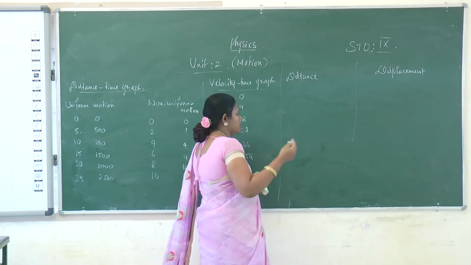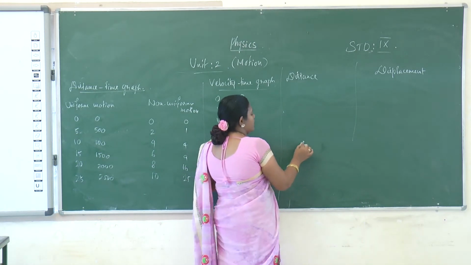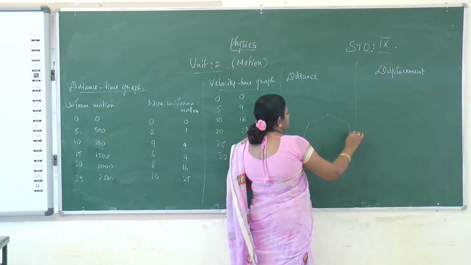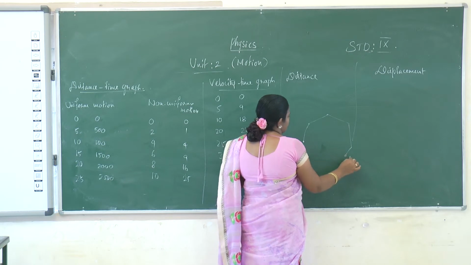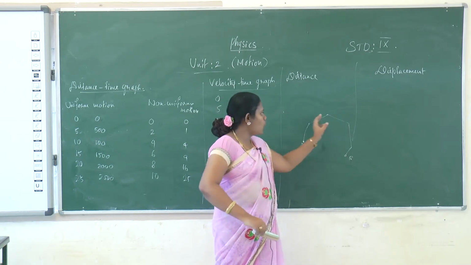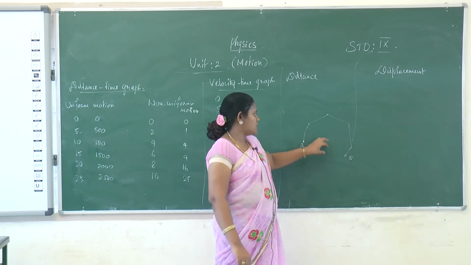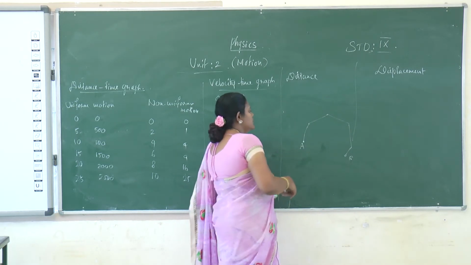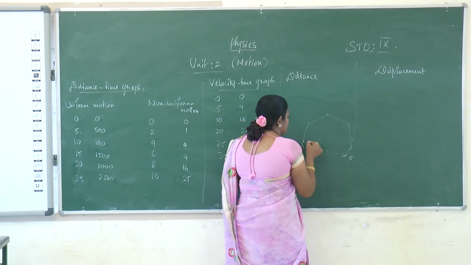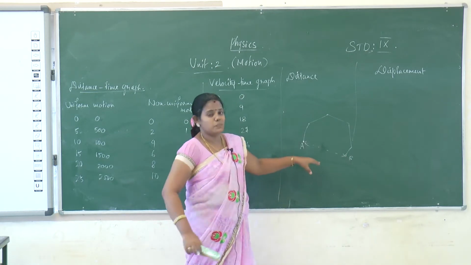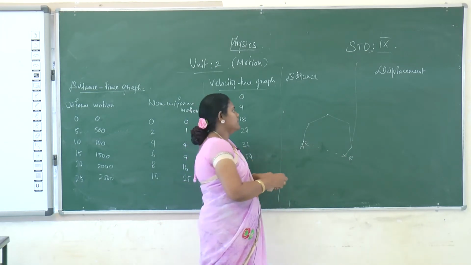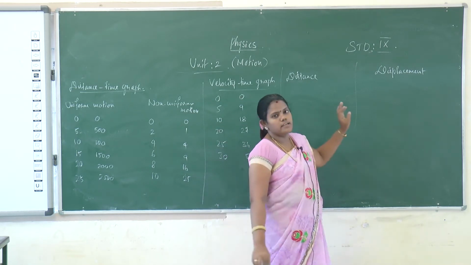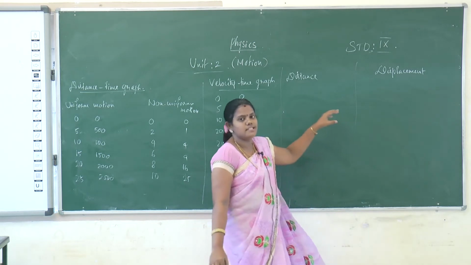I explained, and I will give one example. One object moves from A, covers the first part, the second, the third, the last, and reaches point B. The whole distance covered by the particle is the distance. But the distance between the initial and final position of the particle is called displacement. So the actual path covered by a particle is distance, and the distance between the two positions is called displacement.